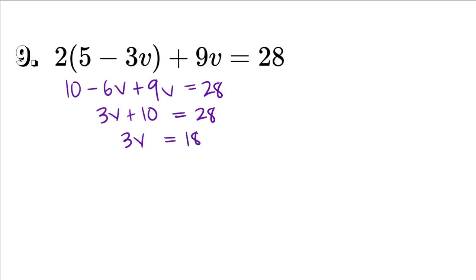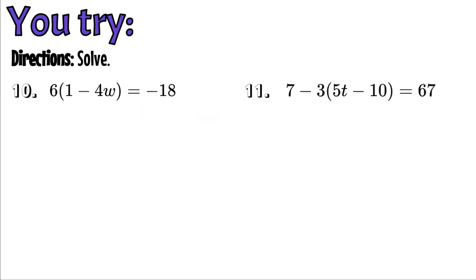And then I want to divide by 3. That leaves me with v on the left, and then 18 divided by 3 is 6. So we get v equals 6 as our solution. All right, next up, some examples for you to try on your own. Pause the video and try numbers 10 and 11.